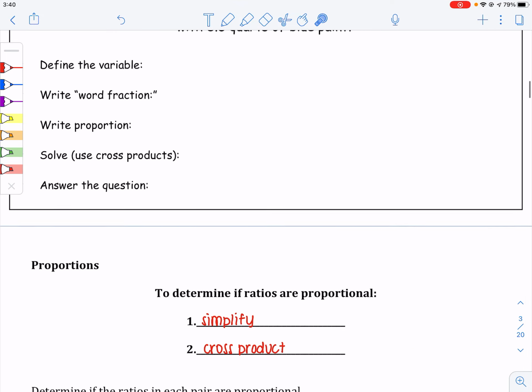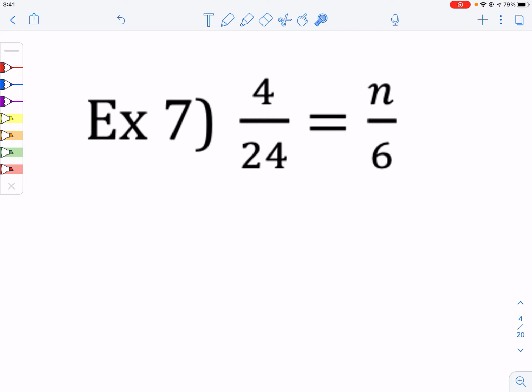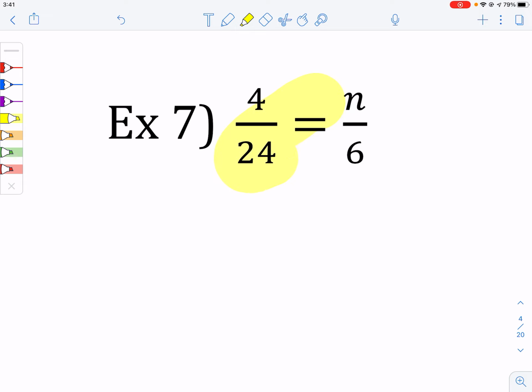Okay, let's try a few more. So down here, we got about 6 more questions. We'll just do a few of them just to practice this a little bit more. So let's take a look at number 7. I'll do one more with you and then I'll have you try some on your own.